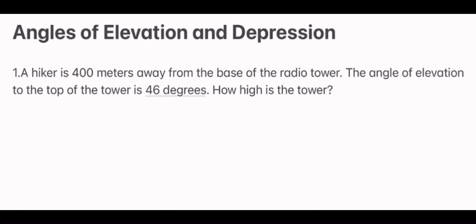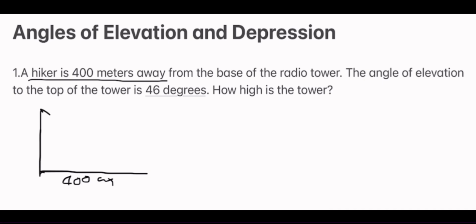So if we're going to draw the problem here, let's say this is the radio tower. Then the hiker is 400 meters away from the base of the radio tower. So this is the base of the radio tower, and the hiker is 400 meters away. Then the angle of elevation to the top of the tower is 46 degrees.